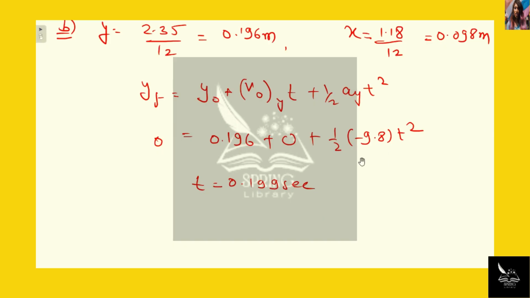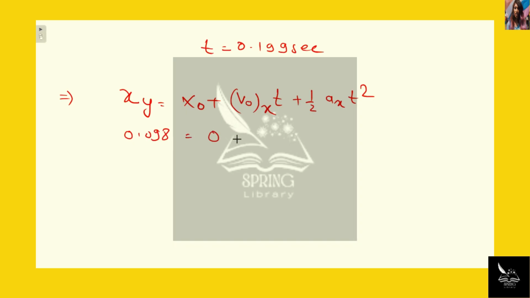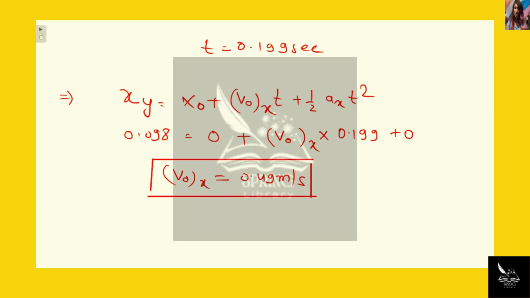Now we have to find the speed. In the x direction, xf equals x naught plus initial speed in x direction times t plus half ax t squared. So 0.098 equals the initial position 0 plus v naught times 0.199 plus 0. From here we get the initial speed in the model, which comes out to be 0.49 meters per second. So this is our answer for this part of the problem. Thank you.